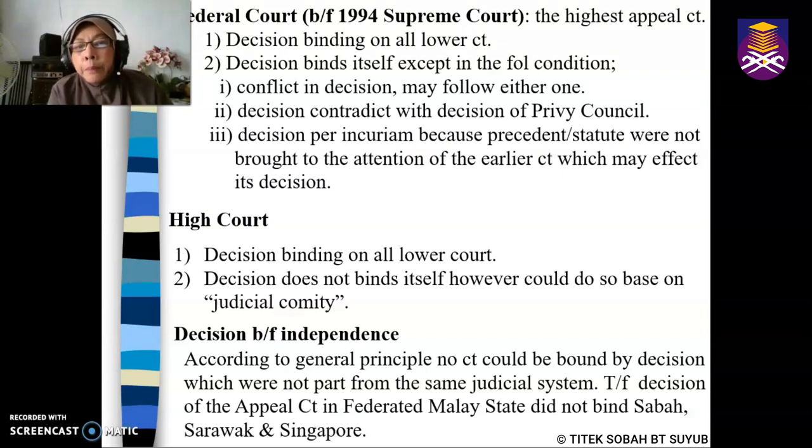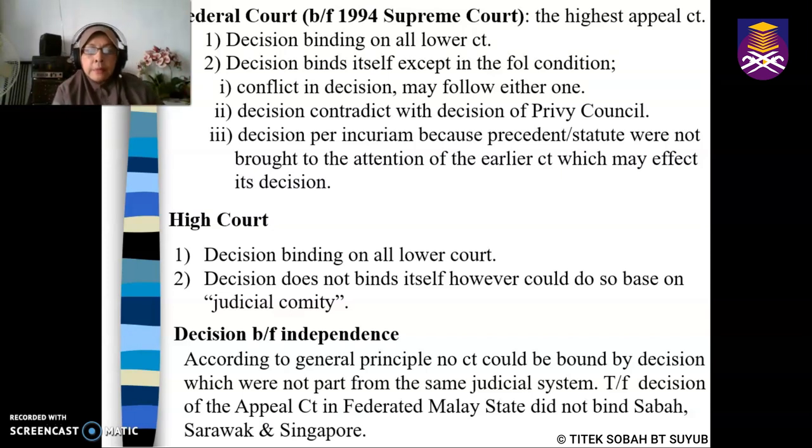And if the decision is per incuriam, meaning the decision is wrong, salah, silap putusannya. Why is the decision per incuriam? Because there are certain precedents or certain statutes, other cases, other akta-akta, undang-undang, which were not brought to the attention of the judge.